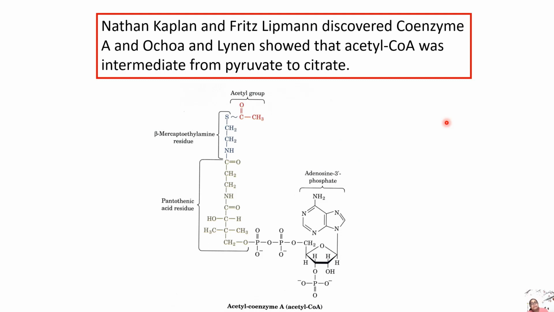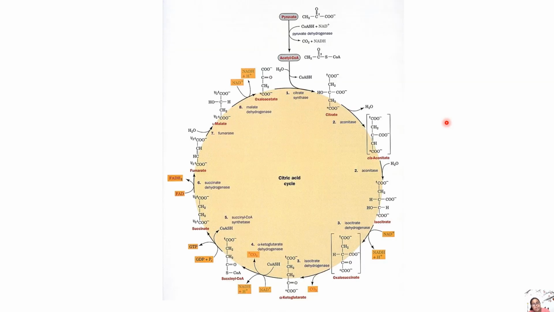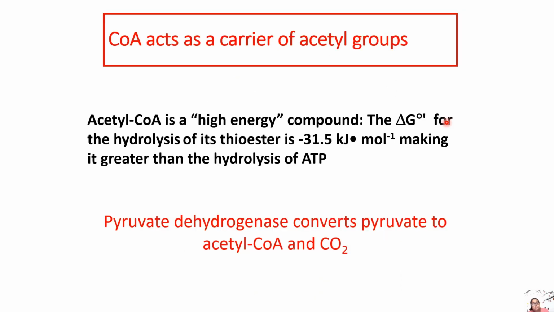Substrate basically will have to flow across the outer and inner parts of the mitochondria. Nathan Kaplan and Fritz Lipmann discovered coenzyme A and showed that acetyl-CoA was the intermediate from pyruvate to citrate. So it was a joint effort of a lot of scientists to come up with this discovery.